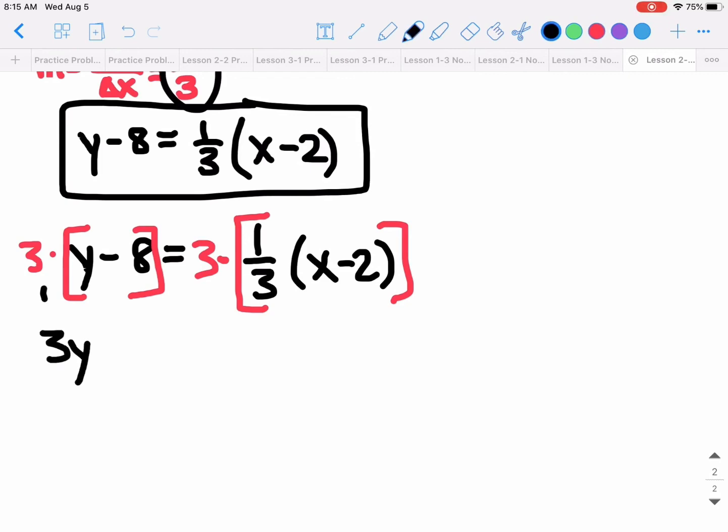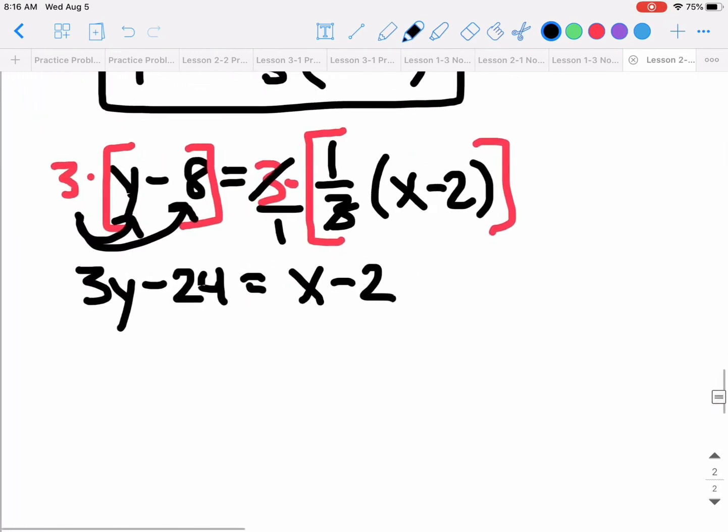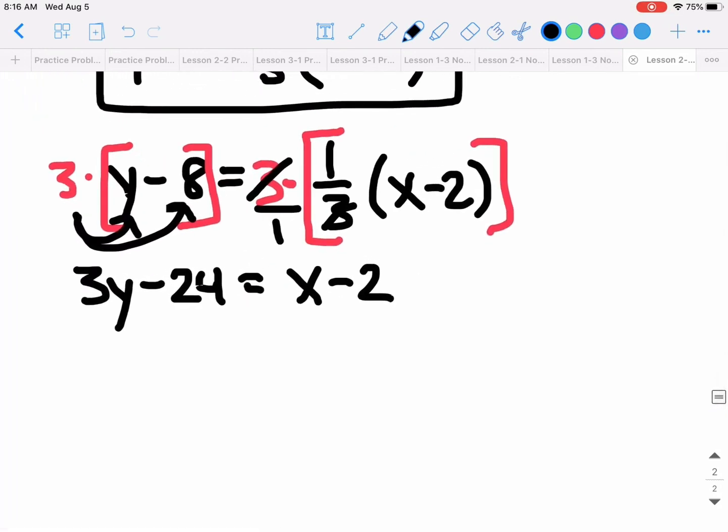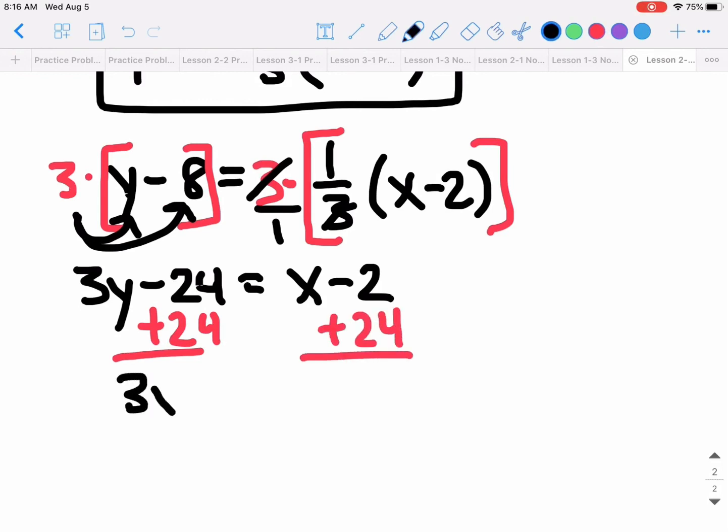Then I'll have 3y when I distribute this 3. I'll have 3y minus 24 is equal to, when I multiply 3 times 1 over 3, these 3's cancel out, and I'm left with just 1. So 1 times x minus 2, which is just x minus 2. The 3 times the 1/3 cancels it out. That's what we intended. Then I'm going to add 24 on both sides. I'll get 3y is equal to x plus 22.